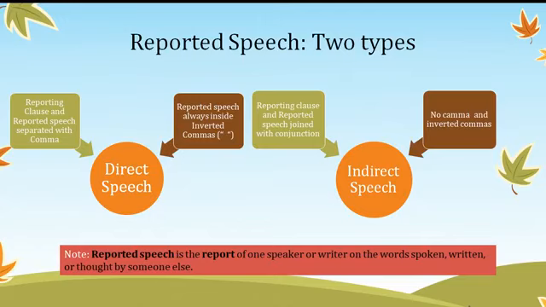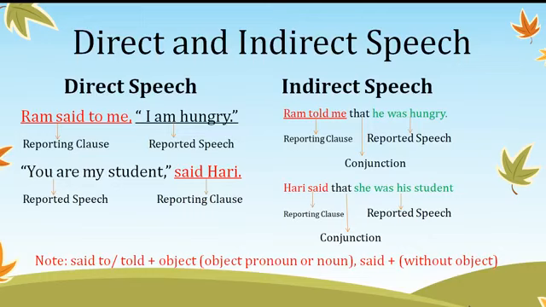Whereas in indirect speech, the reporting clause and reported speech are joined with a conjunction, and in indirect speech there won't be a comma and inverted commas. And I told you reported speech means the exact report of one speaker or writer on the words that are spoken, written, or thought by someone else, that I already said to you in detail. Now, direct speech and indirect speech, how they look, I said to you.